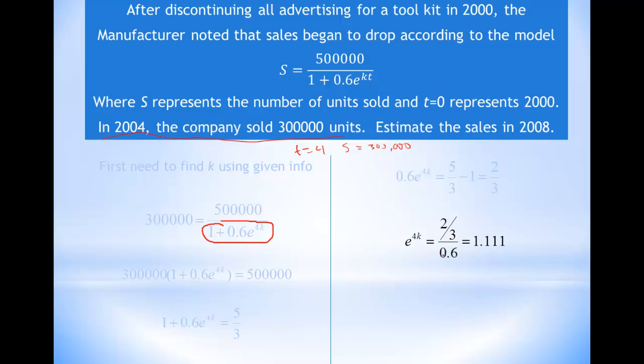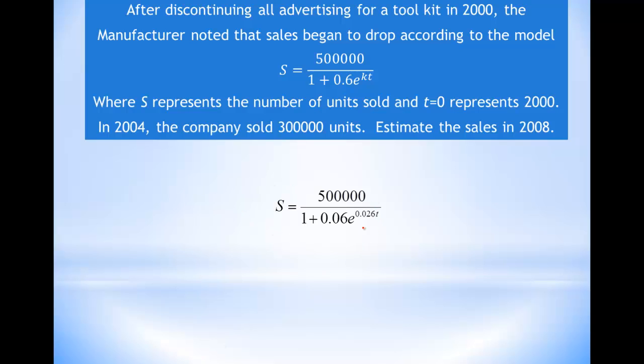After I do that, I'm now in a situation where I have an exponential equation. I've isolated the exponential term. I want to take the ln of both sides. Remember, if I take the ln of this side, I'm just going to get 4k. So 4k is equal to the ln of 1.111. The final step to solve for k is to divide by 4. So now I have my k value. I haven't answered the question yet, but I have my k value.